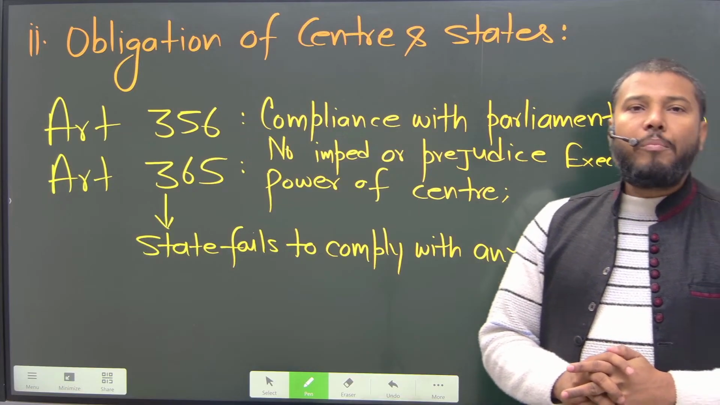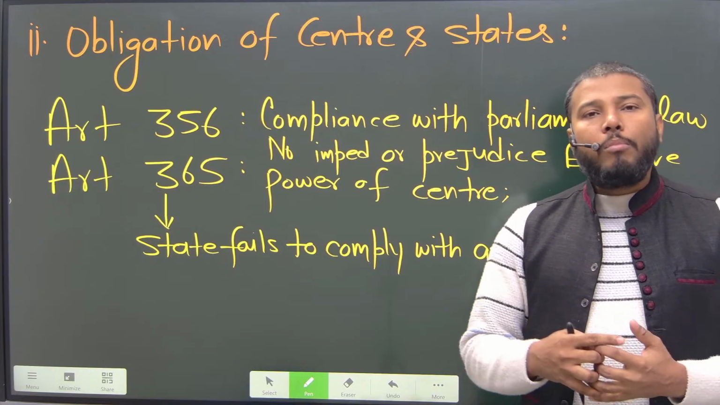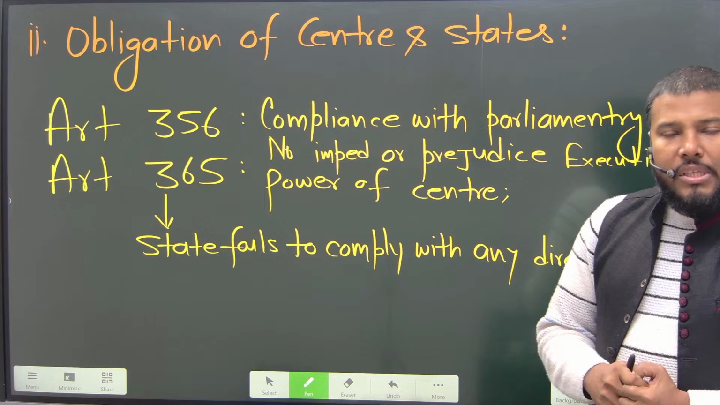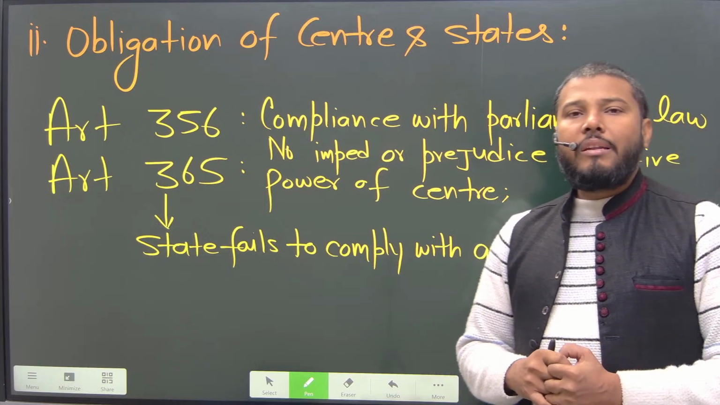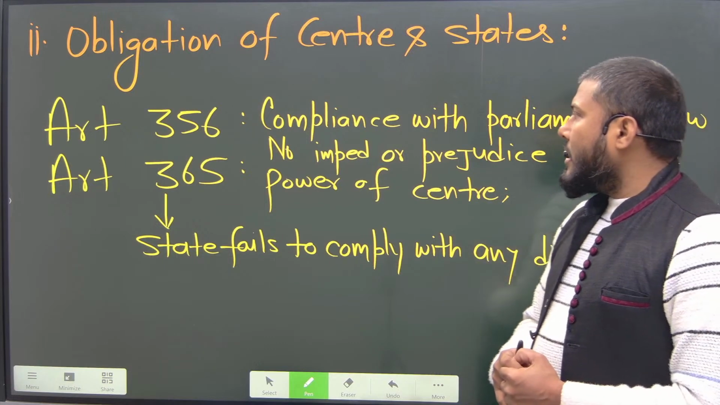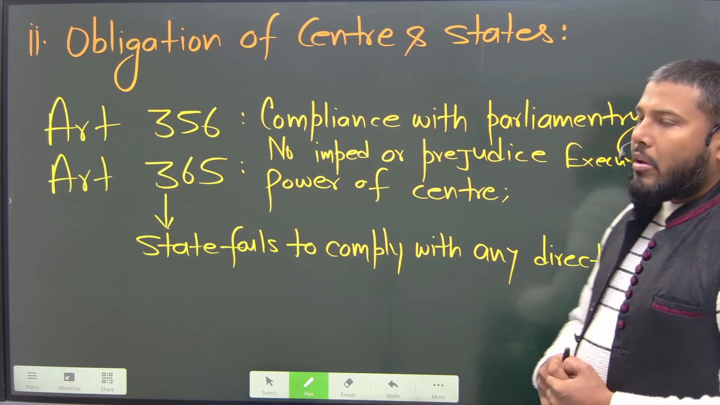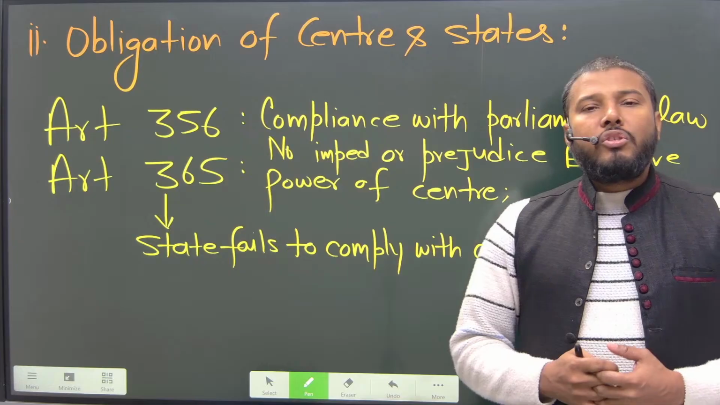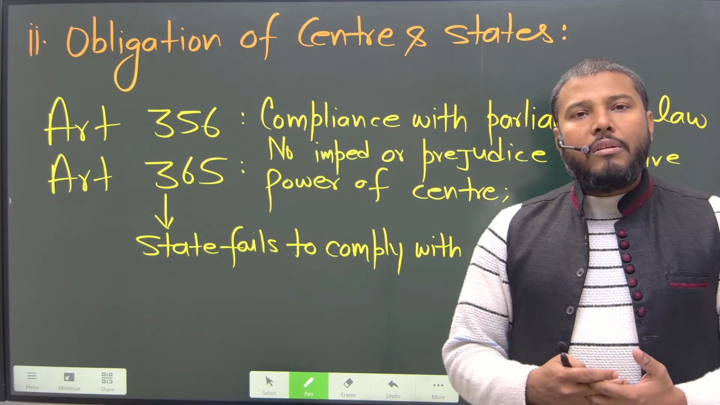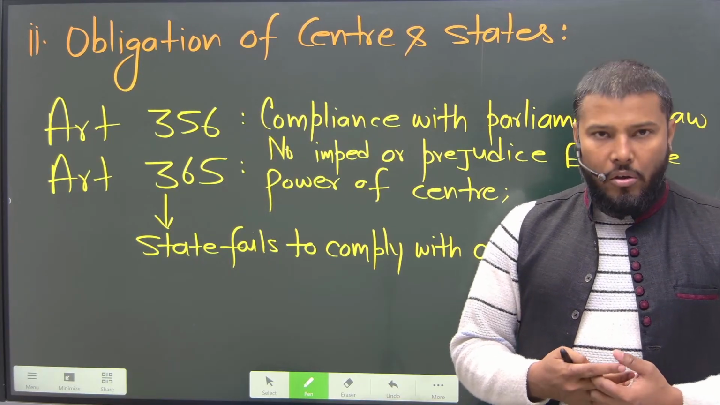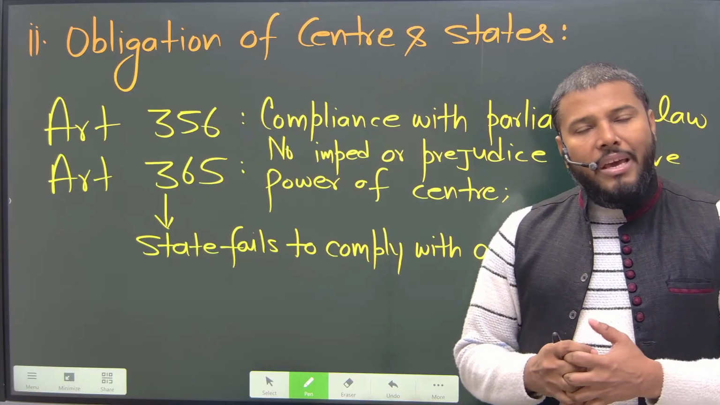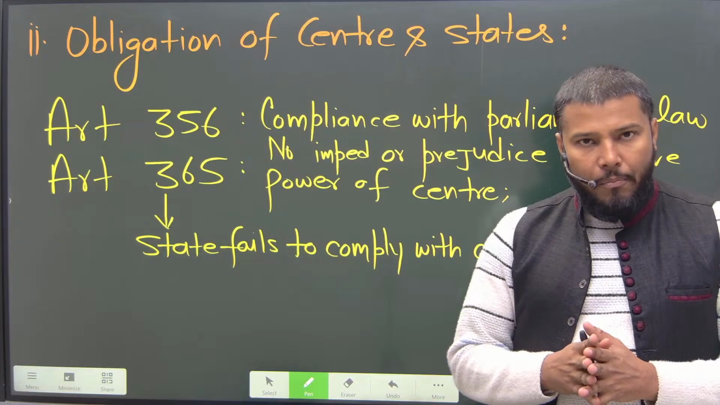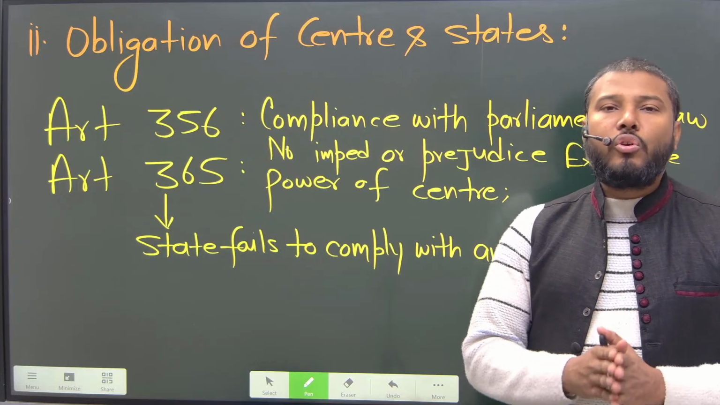Center and state government, there is some kind of obligation between the center and state governments. Let's try to understand which kind of obligation that is. Compliance with the parliamentary laws. The state government, while making its laws, shall ensure the compliance of the law with the parliamentary laws. State government cannot make any laws which is in contravention or derogation of the parliamentary law, right? State government must ensure this.